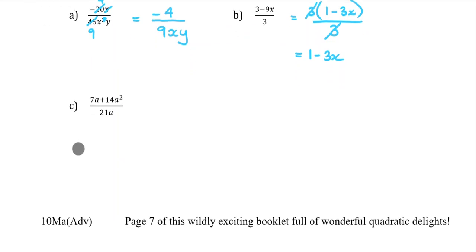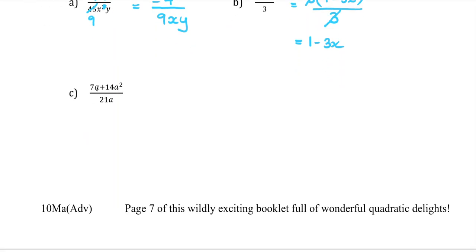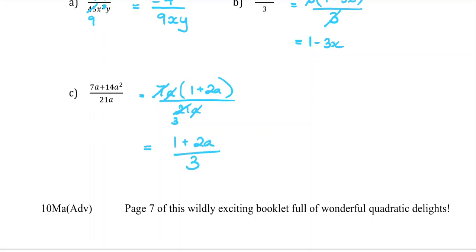For part C, again, I have 2 terms on the top, so I'm going to factorise the top, which will be a 7 and an a that I can bring out the front. That will leave 1 plus 2a inside the bracket. On the bottom, I have 21a. So now cancelling, the a can cancel the a. I can divide by 7. 21 divided by 7 is a 3. So my final answer is 1 plus 2a on the top and a 3 on the bottom.